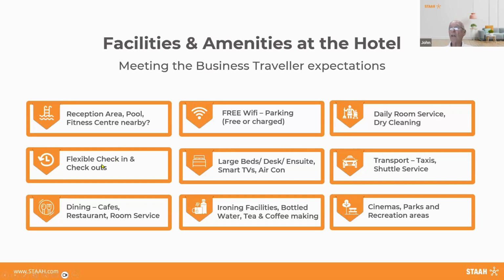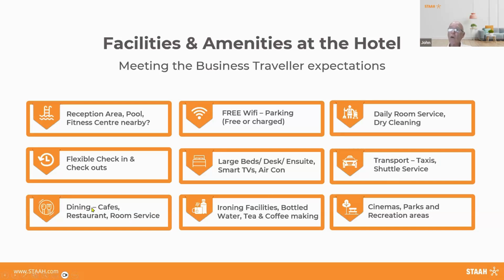Flexible check-in and check-out. The more flexible your check-in and check-out facilities are, could I check out and leave my bags in storage? These are simple questions, but important for business travelers. Do your rooms have large beds? A large bed, the minimum is queen size, then king size, the next level up, or super kings. Is there a desk, an ensuite, smart TVs, air conditioning? Is there transport, taxis, shuttle service, rail, Ubers within reasonable proximity of the hotel?